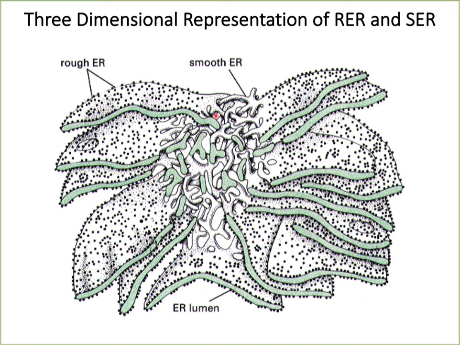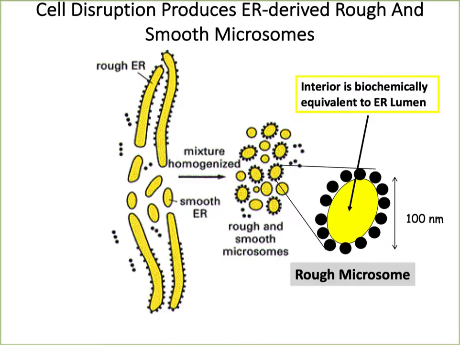This part that is shaded green right here, these are the continuous ER lumens. So that's the rough representation of the ER in 3D.